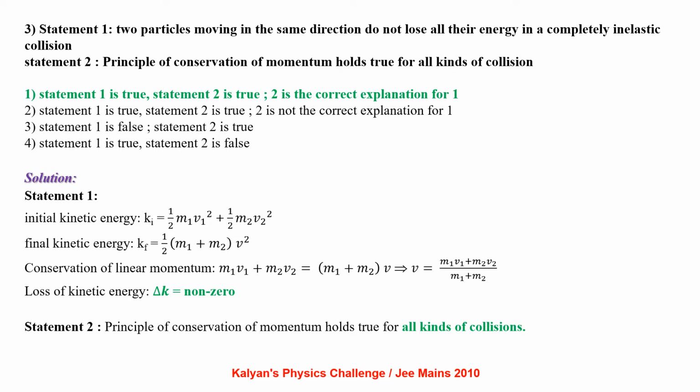Applying conservation of linear momentum, m1 v1 plus m2 v2 equals m1 plus m2 of v. From there we get common velocity equals m1 v1 plus m2 v2 by m1 plus m2. Now coming to loss of kinetic energy delta K, we can clearly see it is a non-zero value. So statement 1 is correct.